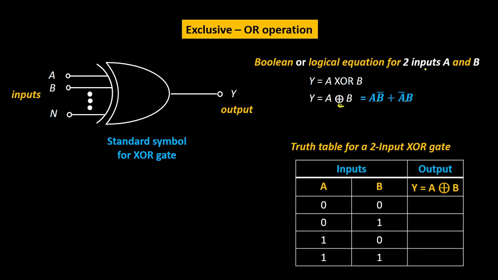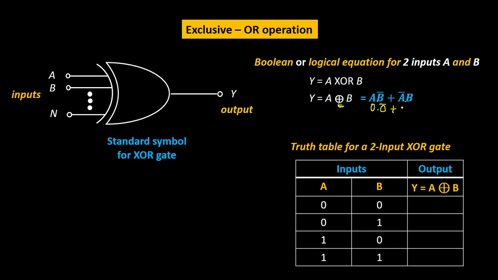So for a 2 input XOR gate, the truth table will be like this: 0 0, 0 1, 1 0 and 1 1 combinations, and the output will be Y is equal to A XOR B. Now let us see how to get the output in this case. Here you can see the inputs are 0 and 0. So instead of A, I am going to put 0 dot, instead of B, it will be 0, and that is the complement of 0, right?